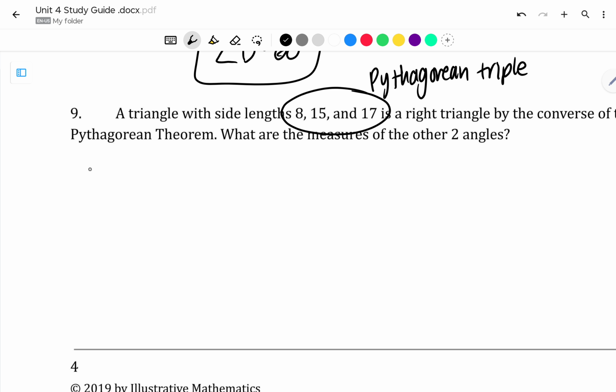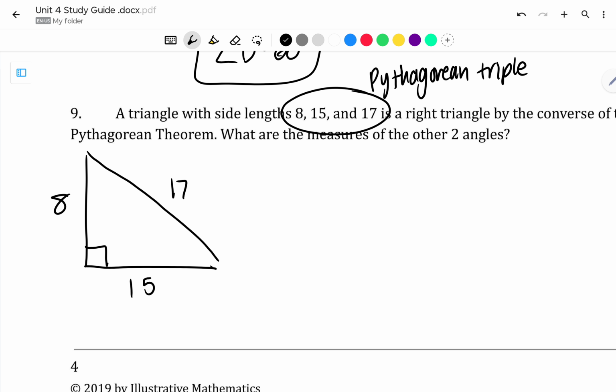So let's just draw the right triangle. Okay, they just kind of gave us the formula here. 8, 15. And remember, the biggest number has to be the hypotenuse, 17. They're asking us, what's the measure of this angle and what's the measure of this angle? So let's just label our sides, A, B, C. Okay, and then let's try to figure out each of the angles. Let's solve for angle B first.